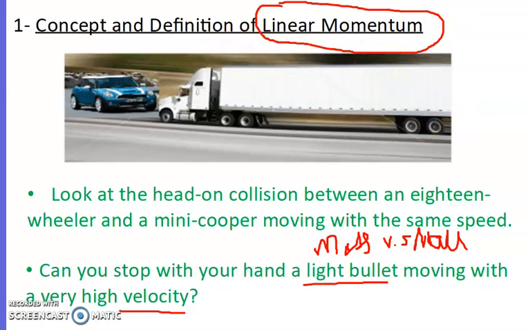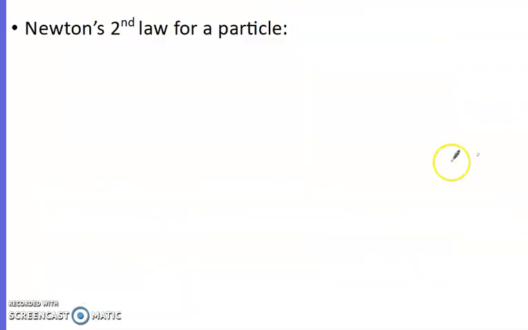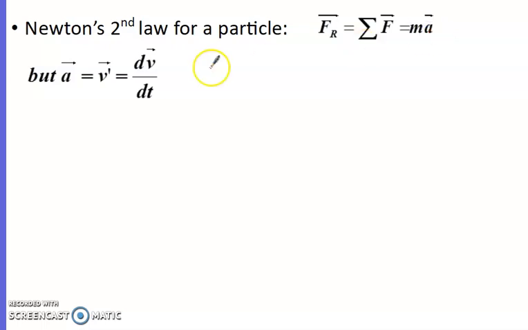Now, how do we obtain the rule of the linear momentum? You remember Newton's second law from last year and the year before for a particle. The resultant force Fr, meaning the resultant force acting on a particle, which is the sum of forces acting on a particle, is equal to the mass of the particle times the acceleration, right? But what is the acceleration? You remember? Acceleration represents the time derivative of velocity. It means the derivative of velocity with respect to time.